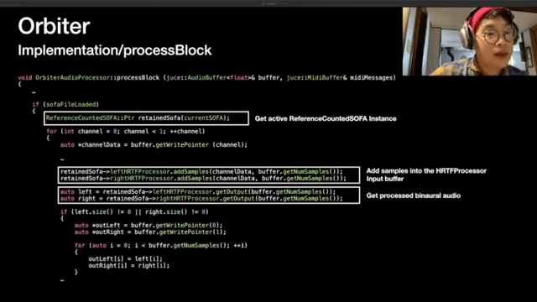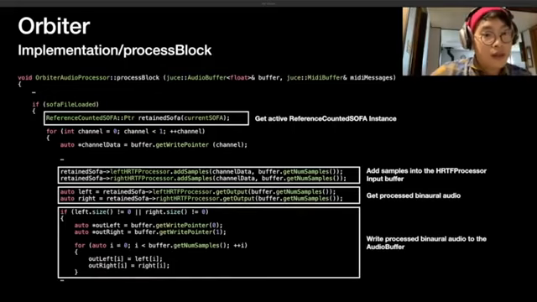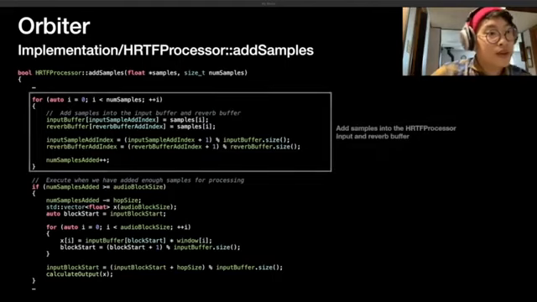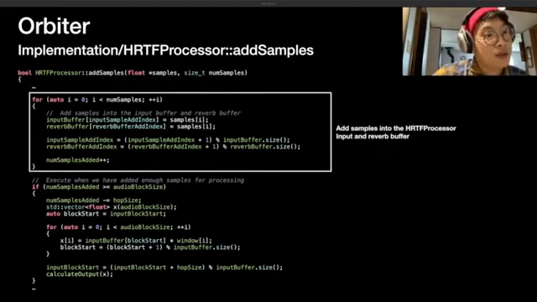Now, if the plugin was at its initial stage and there weren't enough samples to trigger the processing, then get output will actually return a vector of zeros. This part here is where the output is just copied into the output buffer that process block expects. Now, having a closer look at the add samples, this block here essentially just adds samples into the input buffer.